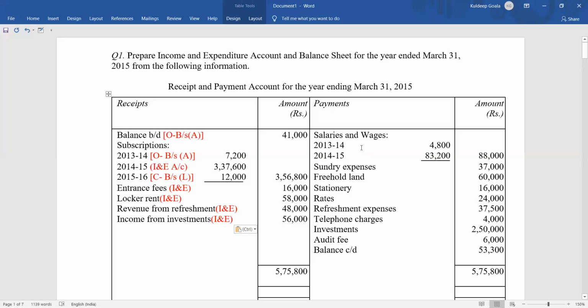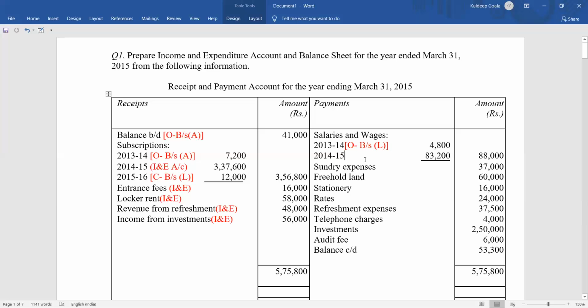The salary and wages of last year will come in the opening balance sheet liability side. Why will it come in the opening balance sheet? Because it is last year's money that was supposed to be paid, and since we are paying this year, it will come in the opening balance sheet liability side, since it is last year's outstanding. So in the beginning of the year that was outstanding, so that is why it is coming in last year's closing balance sheet, that is the opening balance sheet of this year. So that is why it is coming in the opening balance sheet liability side.